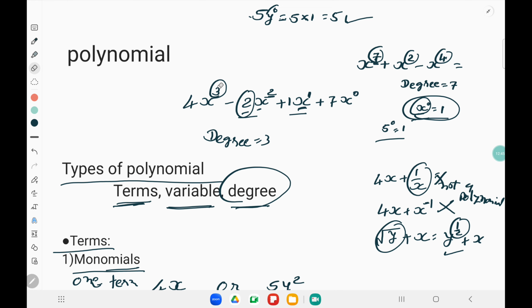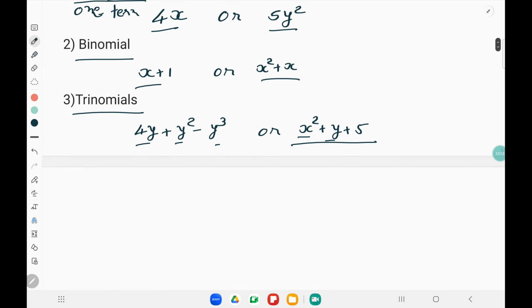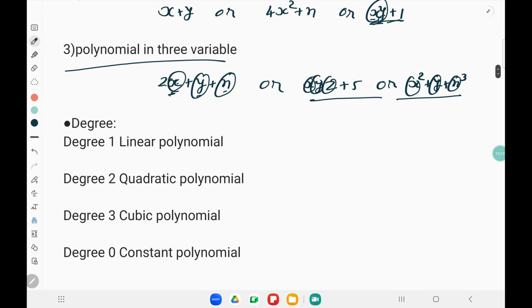If I write a coefficient here, let's say 1/4, the coefficient can be a fraction or a negative number and it is still a polynomial. But when the degree is a negative number or a fraction, in short, if the degree is not a whole number, then that is not a polynomial. I hope you understand this. So far all clear? So let's move on to the degrees.